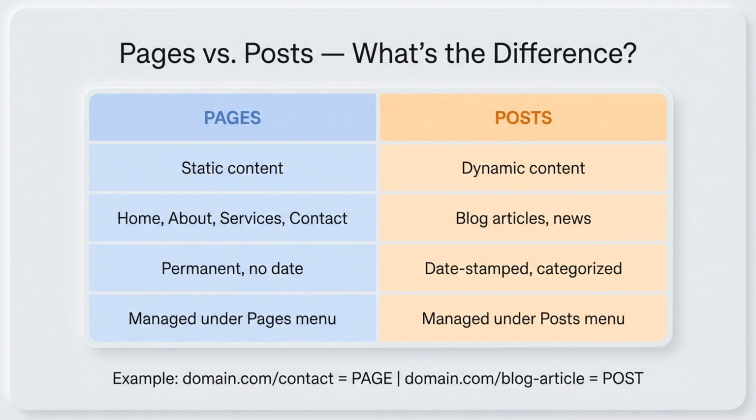Let's make the pages versus posts distinction crystal clear. Pages are static, they don't change often, and they form the core structure of your site. Think Home, About Us, Contact. Posts are dynamic. They're your blog articles, categorized and date-stamped. When you click on a navigation link and the URL shows something like domain.com/contact, that's a page. A blog entry is a post.